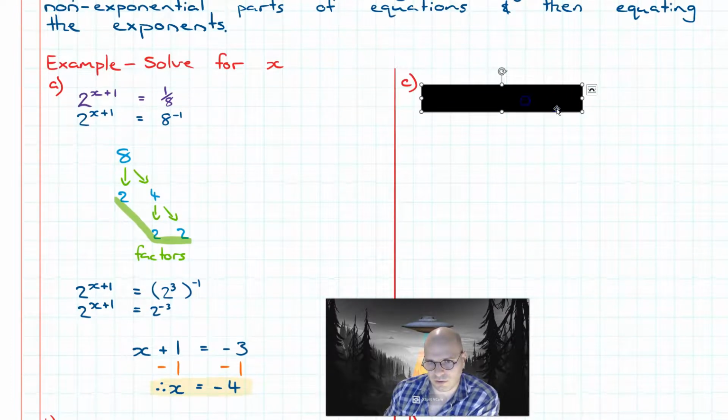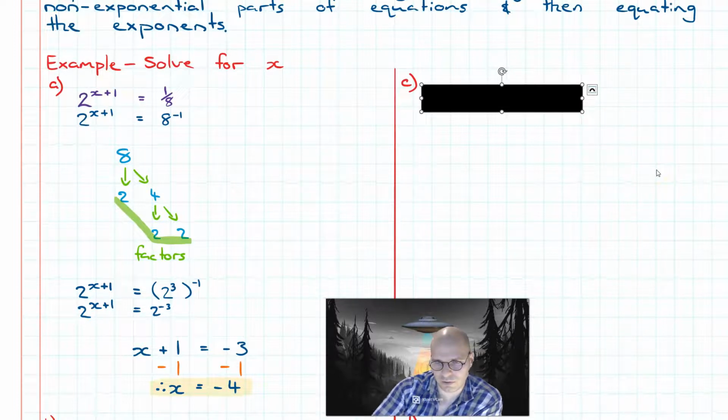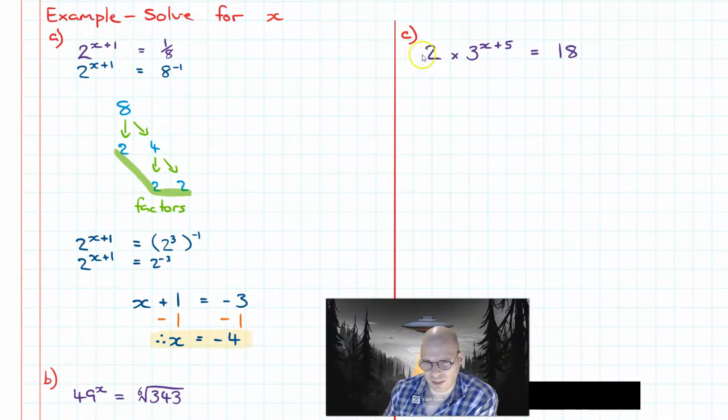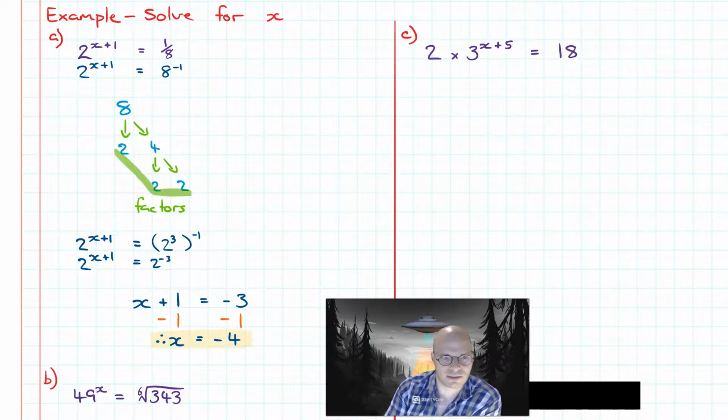Let's have a look at something one degree of difficulty higher. Over in C here we have 2 multiplied by 3 to the power of x plus 5 is equal to 18. What we want to do is once again solve for x. Now on the left here, what you can see is that there isn't a whole lot we can do to try and represent this in a simpler form, but 18 over here, I reckon we can factorize this.